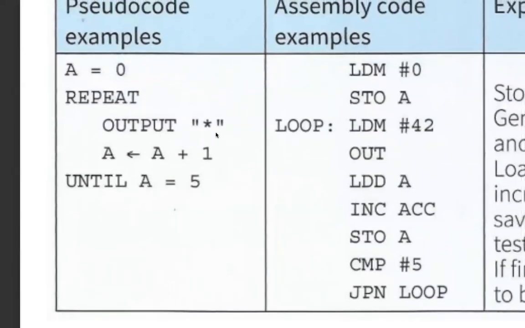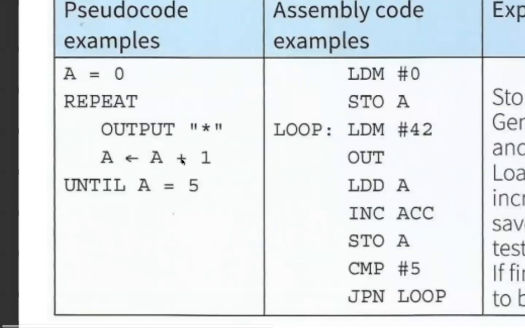So it says output asterisk. What we're doing here is loading, using immediate addressing, the number 42. 42 is in my ACC. I will then go ahead and run the OUT command. Now, if you remember, what OUT does is it simply prints the character whose ASCII value is already loaded into the ACC. So in this case, I am printing out a character whose ASCII value is 42. That means I am actually printing out the asterisk, because the ASCII value for the asterisk is 42.